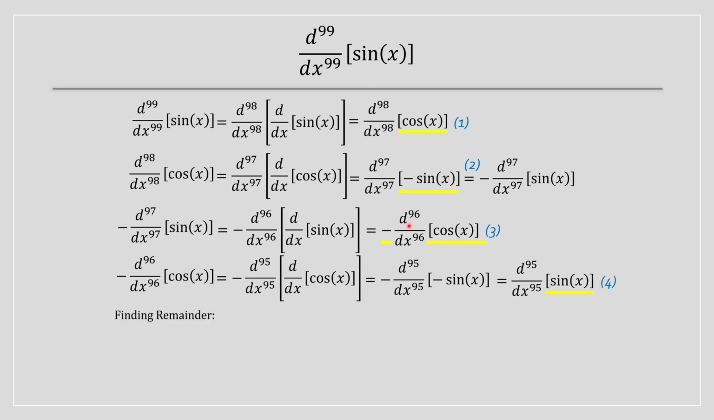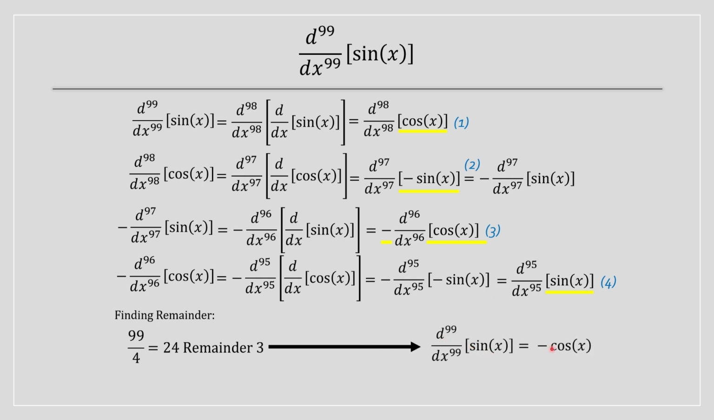And now we got to find the remainder. So we basically do 99 divided by 4, and we get 24 remainder 3. So by understanding that's remainder 3, it means that out of 99, when we do 99 derivatives, we're going to acquire an answer of this one, this trial 3. So our answer is really negative cosine of x. And that's our answer to this question.